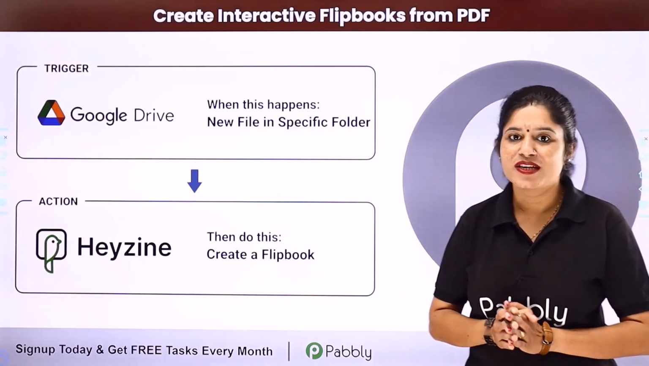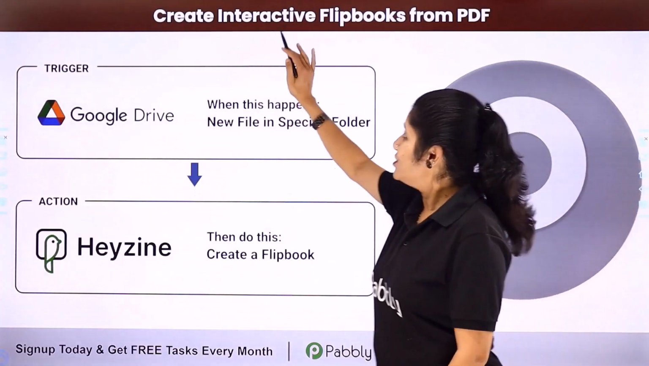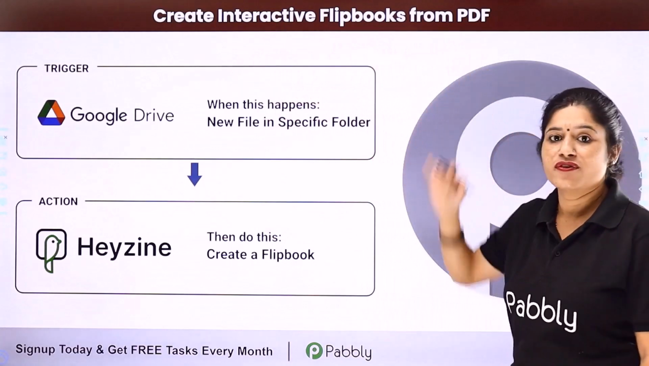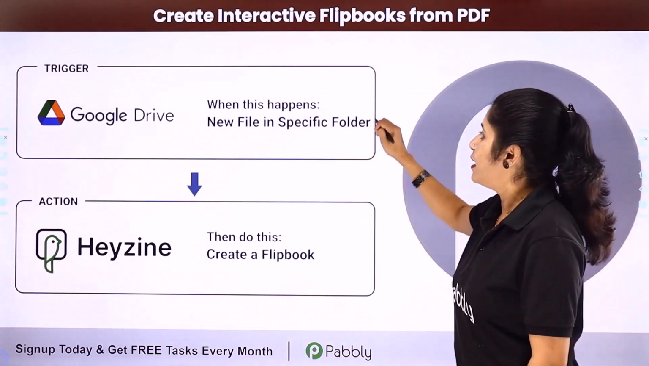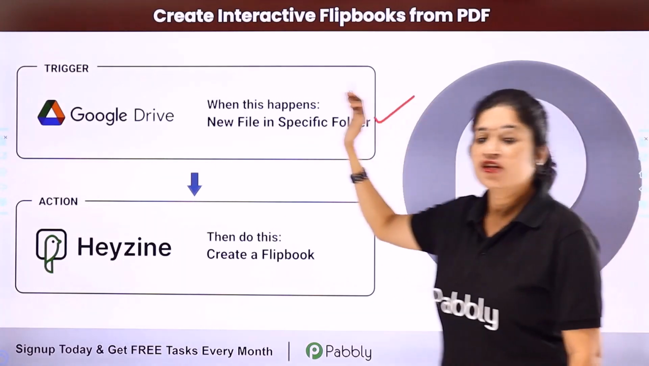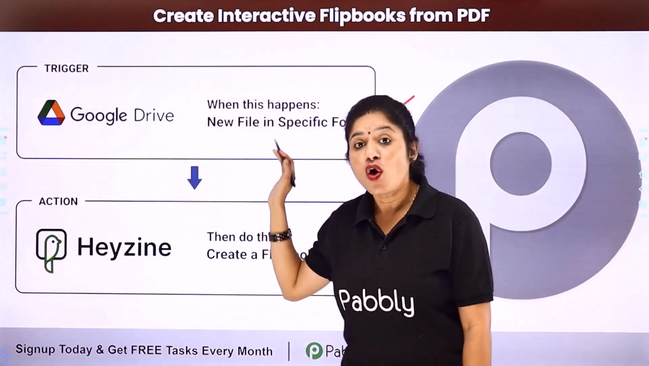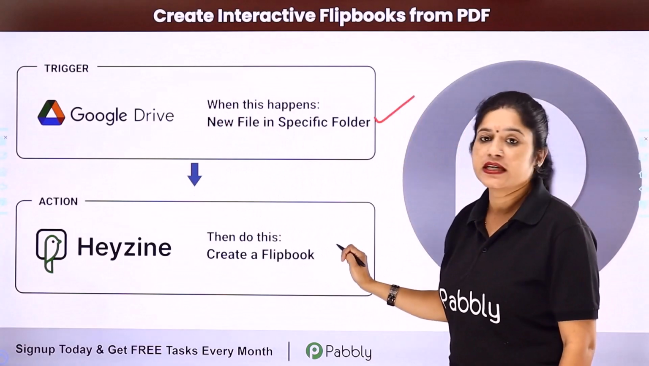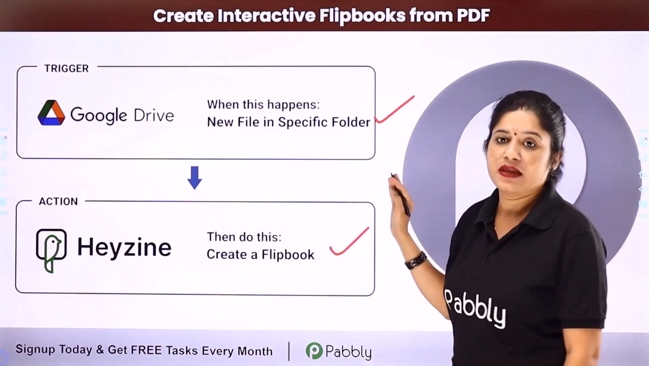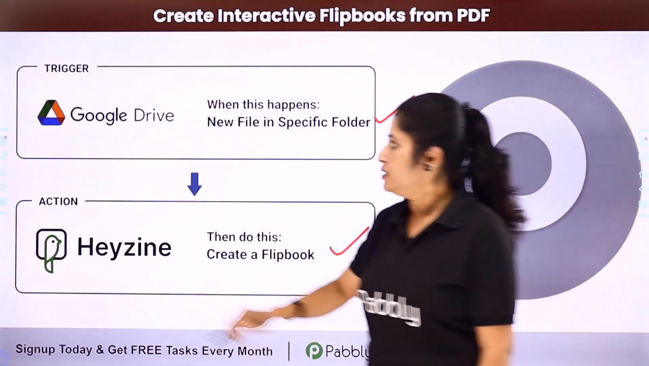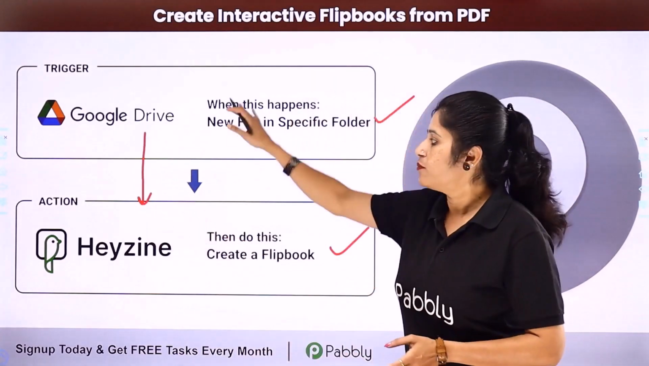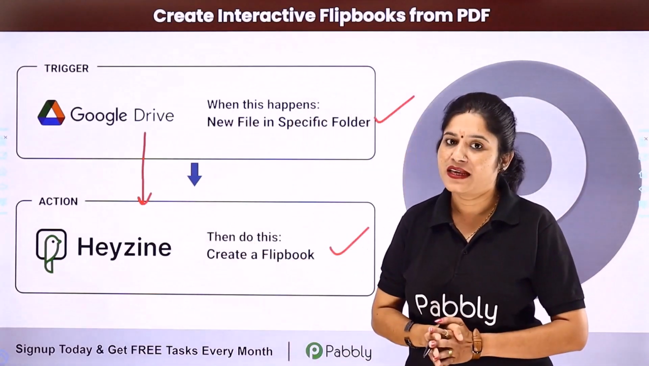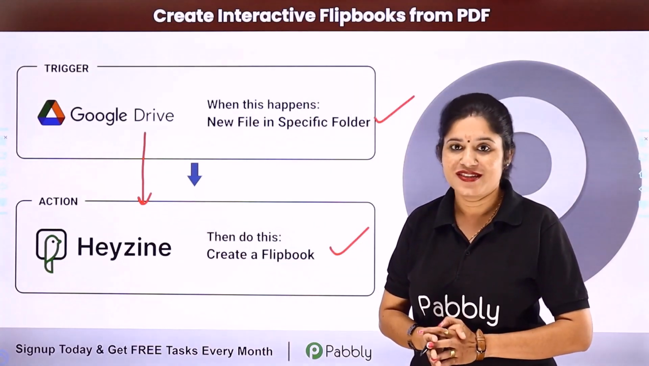In this video, we are going to learn how you can create interactive flipbooks from PDF. So the idea here is that whenever you're going to upload a new PDF file into a specific folder into your Google Drive account, then automatically a new flipbook should get created into your Heyzine software application. For that, you need to integrate your Google Drive with Heyzine. So how you can integrate both these software applications using Pabbly Connect? For that, you need to come to my screen.